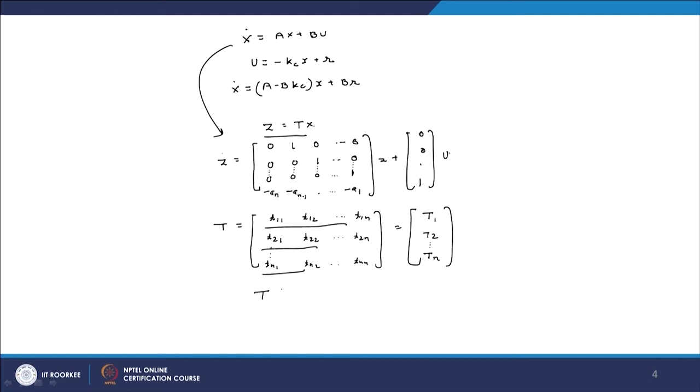And here this T I is T 1, T 2, T n, which can be represented by T I 1, T I 2, up to T I n, where I varies from 1, 2 up to n. So J involves the state variables. X is our original state variable, whereas Z is the transformed state variable, and this transformation is carried by T. If you do these transformations, you will get the given system matrix in the companion form.